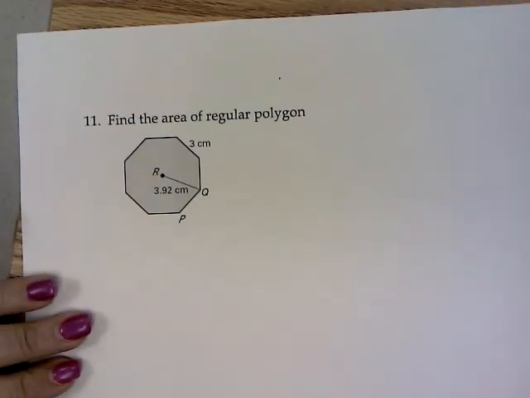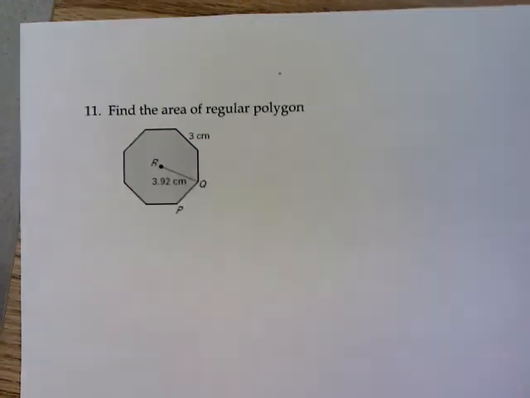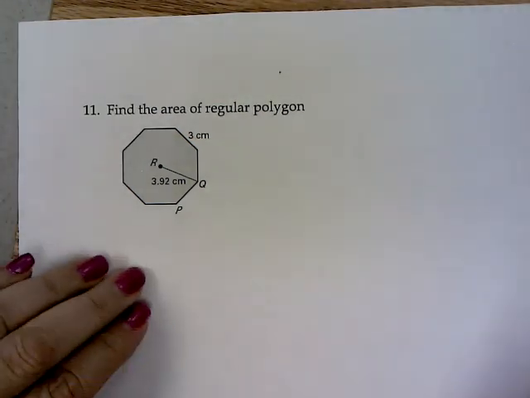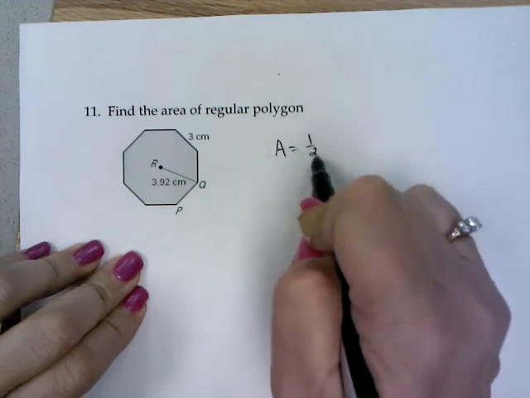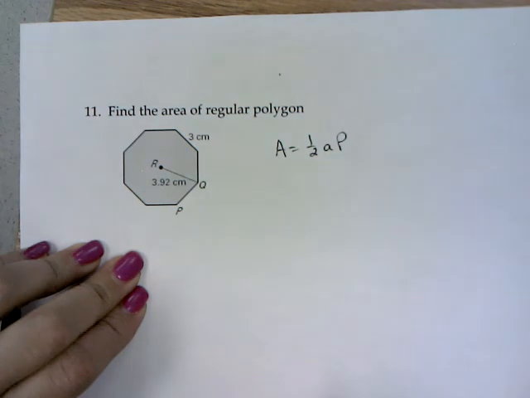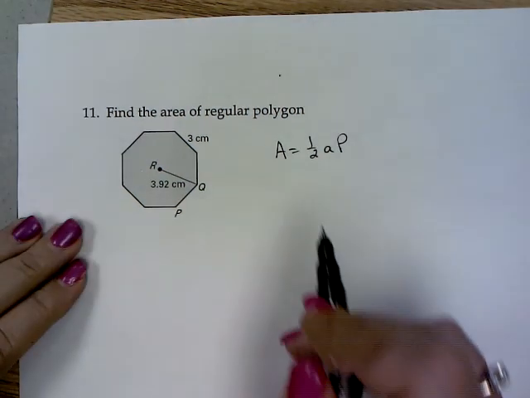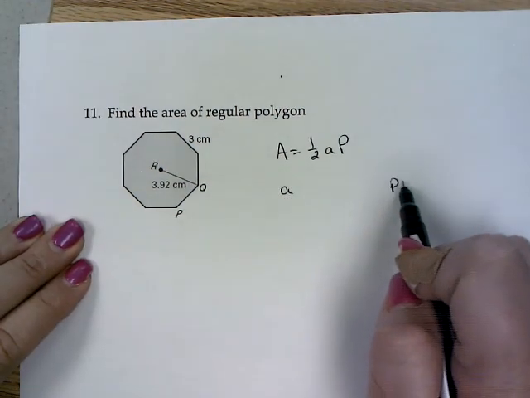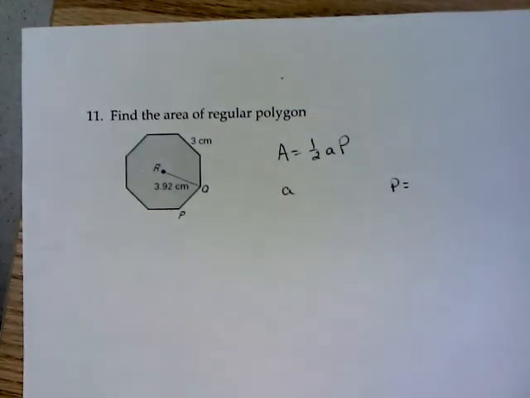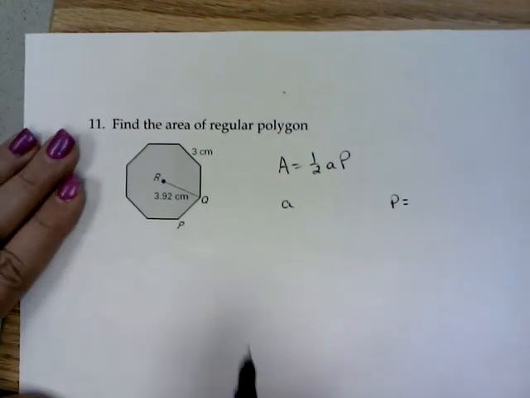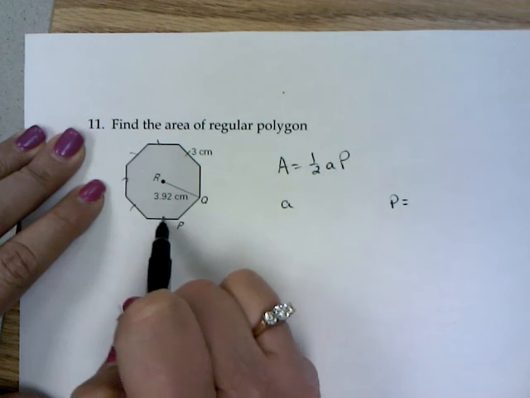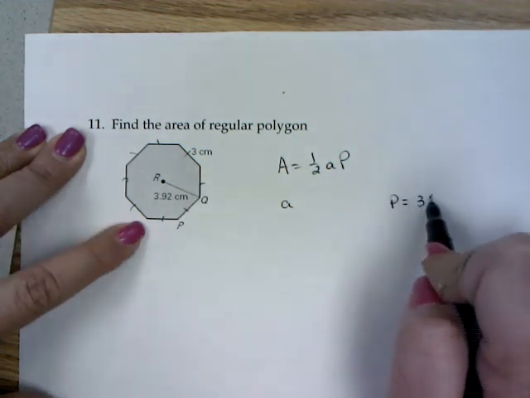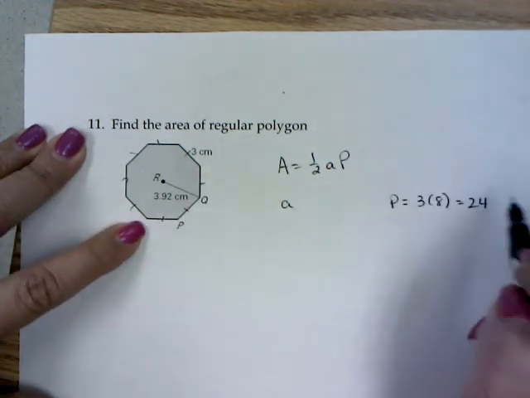Last but not least, area of my regular polygon. With my regular polygon, I know that area equals 1/2 my apothem times the perimeter of my base. So I need to find an apothem. I need to find a perimeter of my base. Well, first of all, the perimeter of the base is the easiest. I know that this side is 3. I know it's regular, so every side matches. So that's 1, 2, 3, 4, 5, 6, 7, 8. So my perimeter is 24.